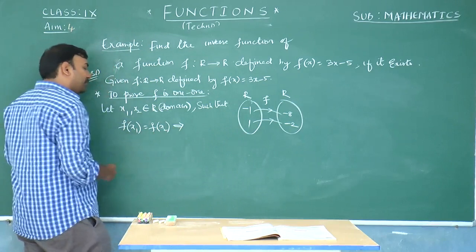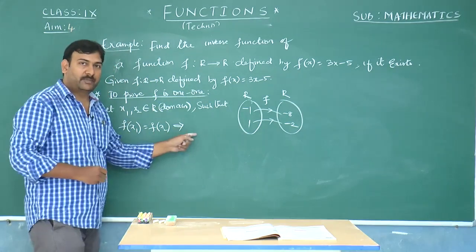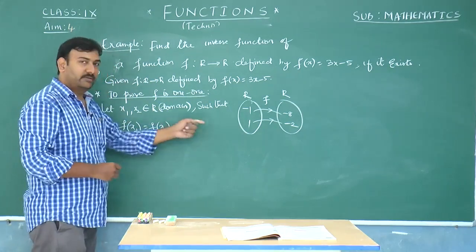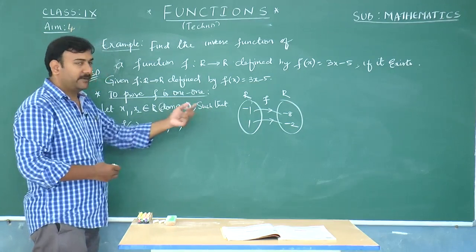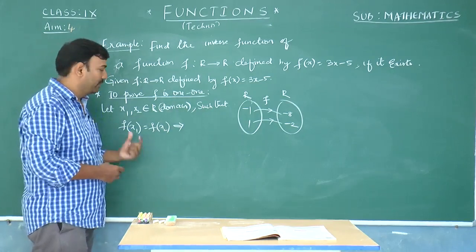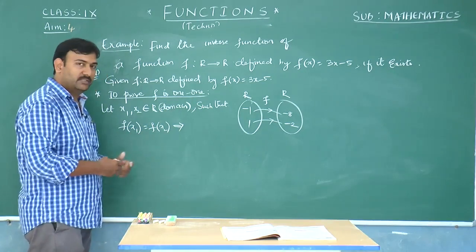If the images are equal, as per the property, the elements must be equal. If the elements are also equal, we can understand that the function is going to be one-to-one. As we have already observed that the function is one-to-one, you can just confirm it once again by using this property.